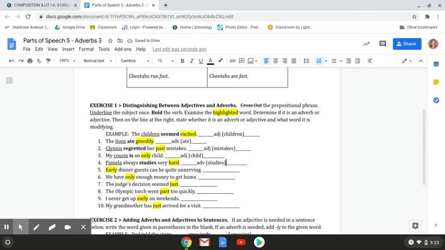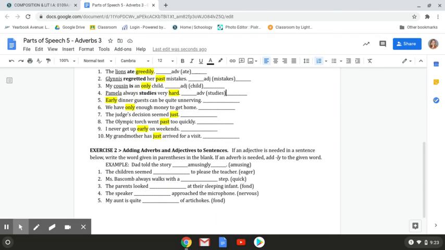Okay, do 5 through 10 on your own on those. Exercise 2, we're simply adding adverbs and adjectives to the sentence. It gives you the word in parentheses to use. You're going to either use the word in parentheses or you're going to add ly.